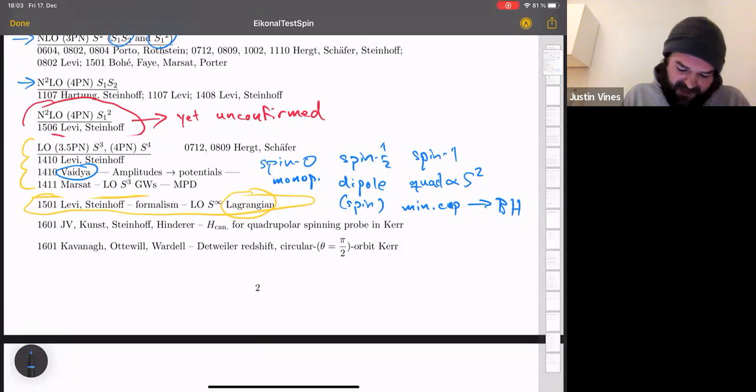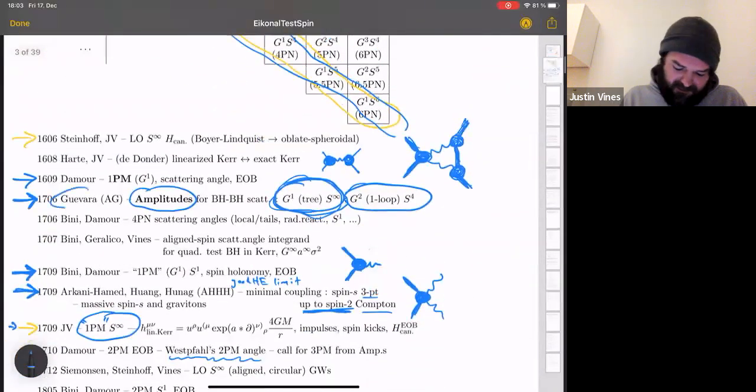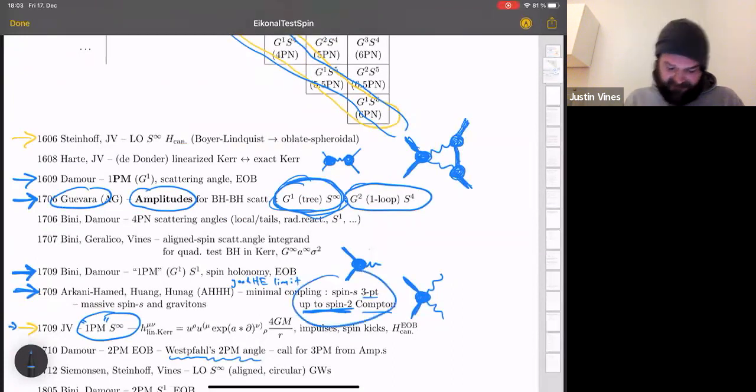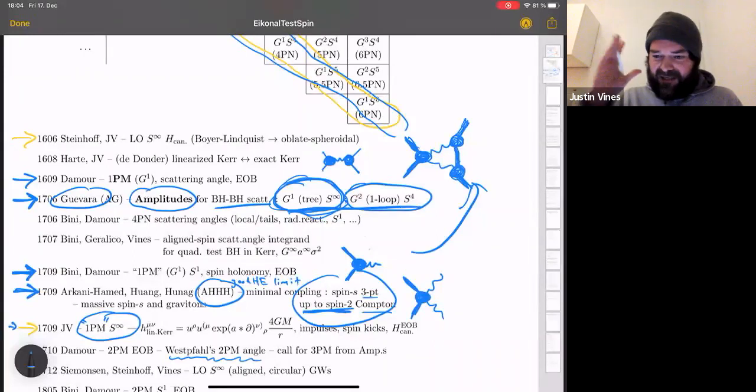That was noted by Weige, and that was picked up by Guevara in this paper, arguing or conjecturing that these amplitudes from AHH going up there should give me black hole scattering at these levels. So that is still a conjecture, I would say.